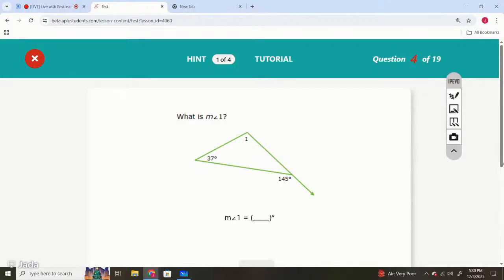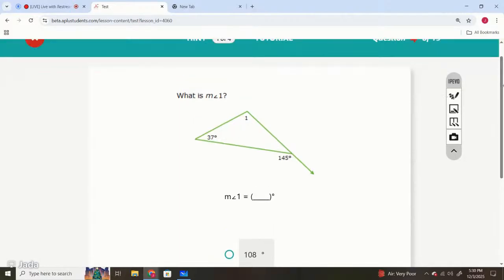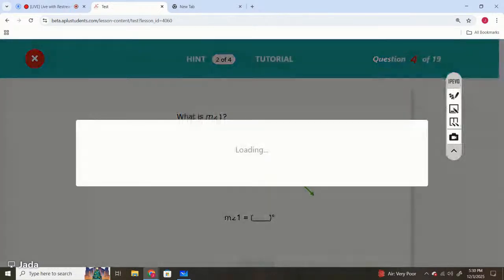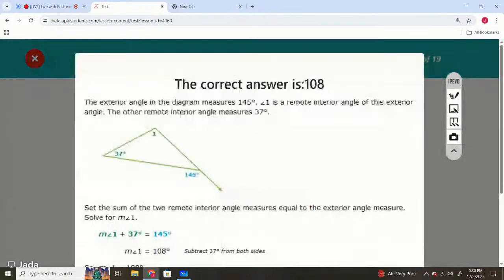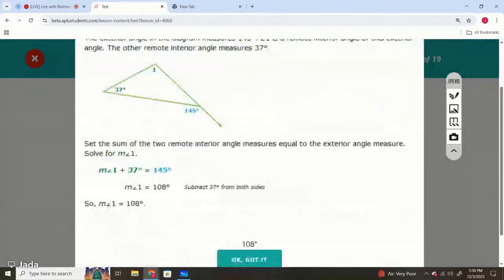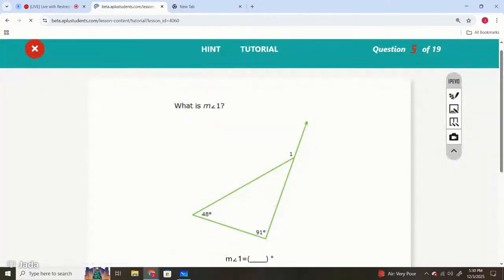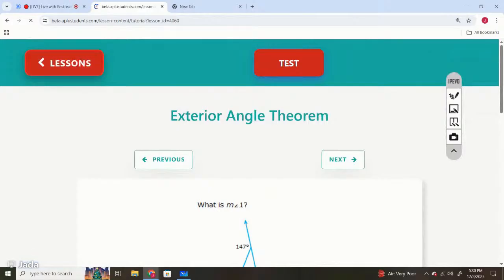But angle 1 is not the sum of these two angles, so we need to calculate angle 1. So how do we calculate angle 1? Just look at the board. So 1 plus 37 is equal to 145. The sum of the two interior angles equals the exterior angle, right? Subtract 37, so the measurement of angle 1 is 108 degrees. Got it? Okay, you can complete this by yourself later today. Let me just move on to the next lesson.